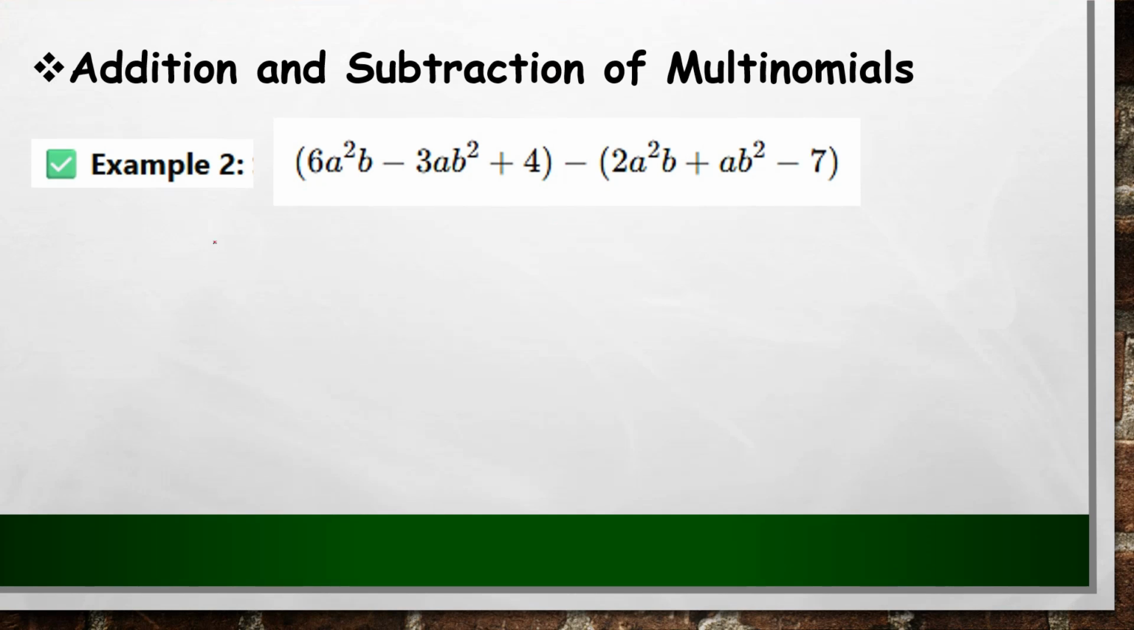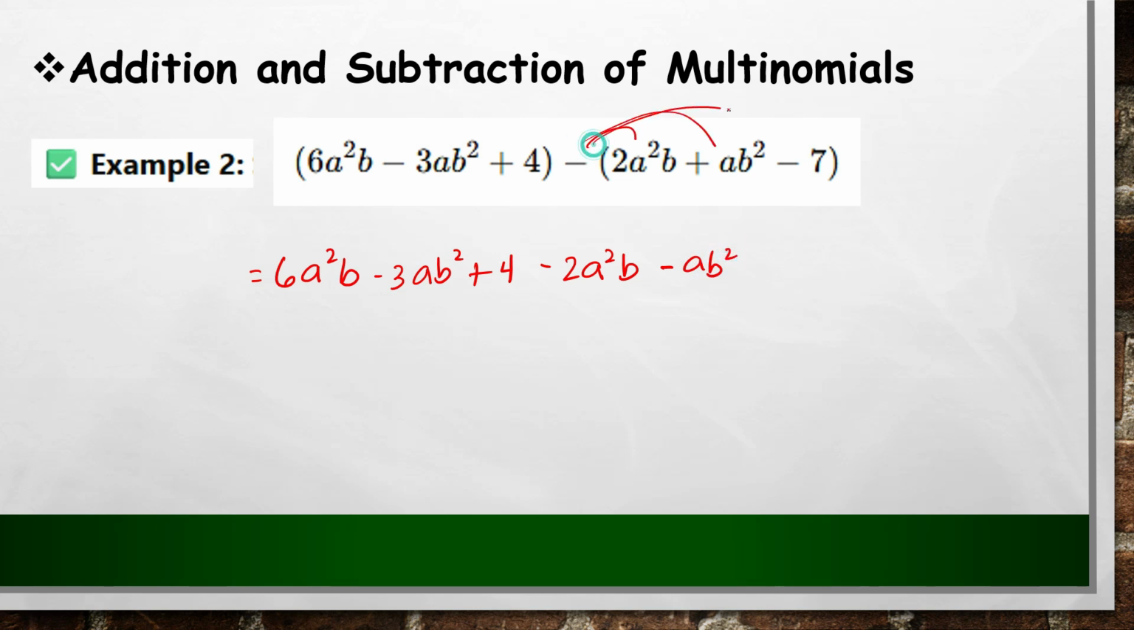Alright, so this is subtraction. For the first multinomial, we can just rewrite that. And then for the second one, that positive 2a squared b will now become negative 2a squared b. And then the positive ab squared will also be equal to negative ab squared because of the negative sign here. So we need to distribute that to all the three terms. And of course, last but not the least, that negative 7, you multiply negative to that will be plus 7.